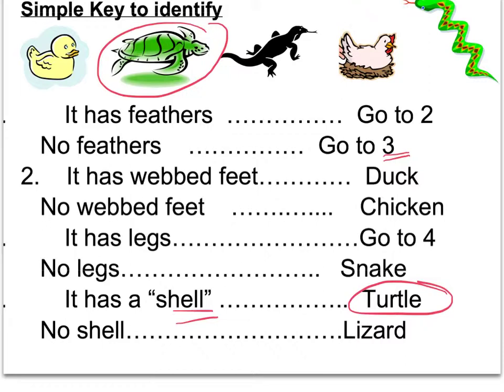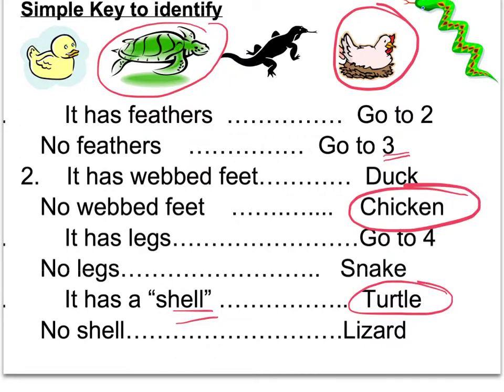Let's try this organism right here. This organism does have feathers, so since it has feathers, we are going to go to number 2. Then we need to decide whether or not it has webbed feet. This animal does not have webbed feet, so it must be a chicken. Today, you are going to create your own cladogram and you are going to practice using a dichotomous key. Please refer to your notes if you have any questions.